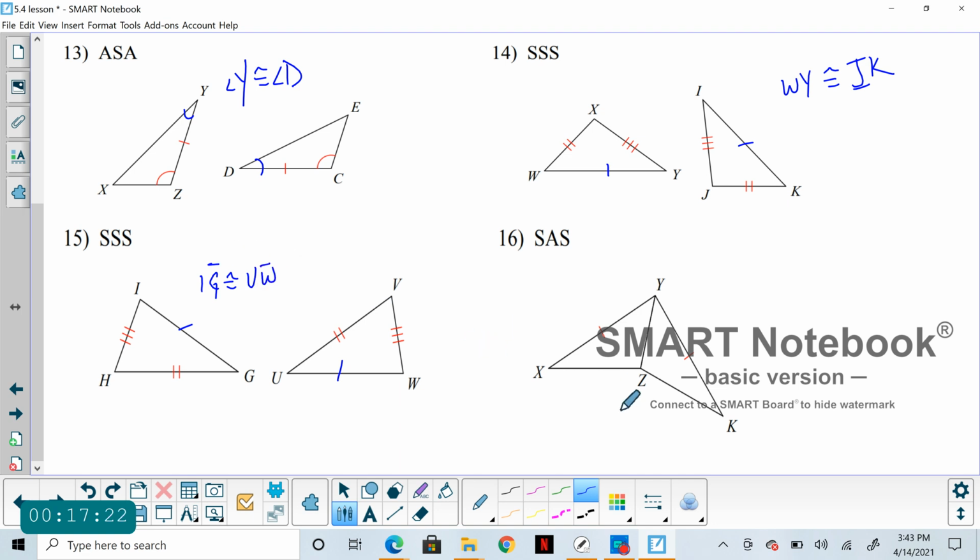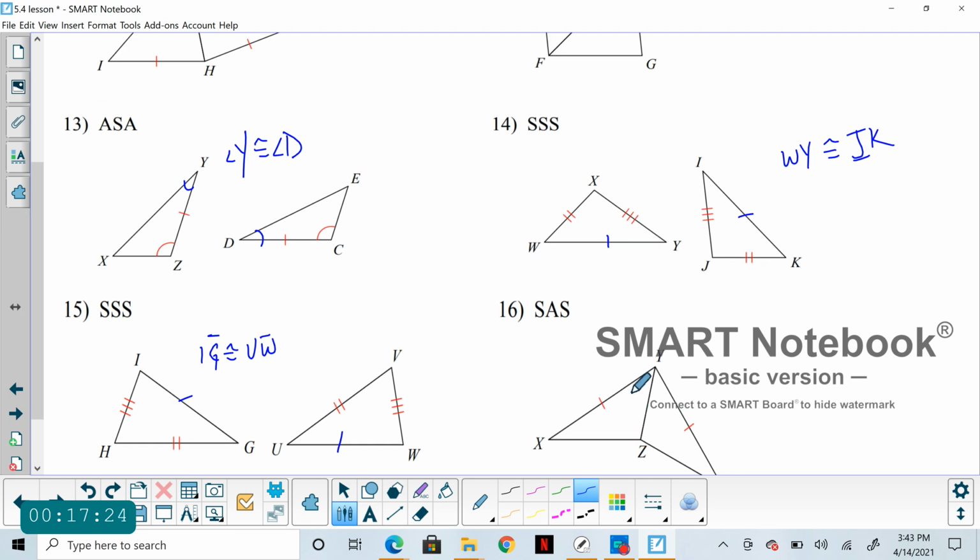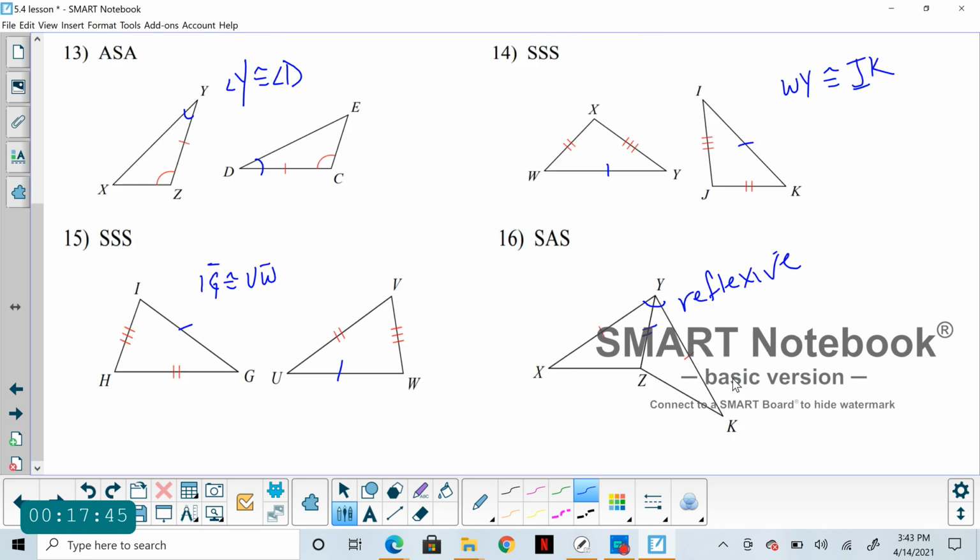This one is side, angle, side. Well, we've got these two sides congruent, and we can get this side by reflexivity. So we need to know that the two angles are congruent. Remember, it has to be the included angle between the sides, so it has to be this angle. So we need to know that angle XYZ is congruent to angle KYZ.